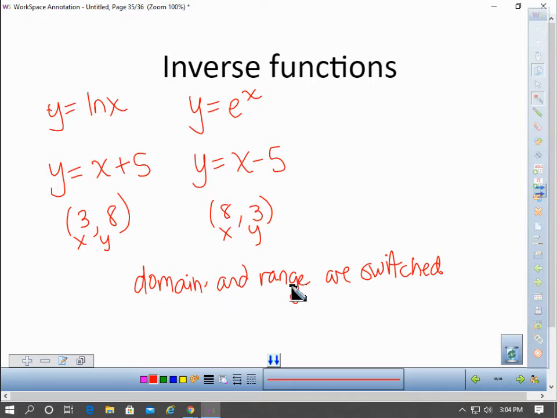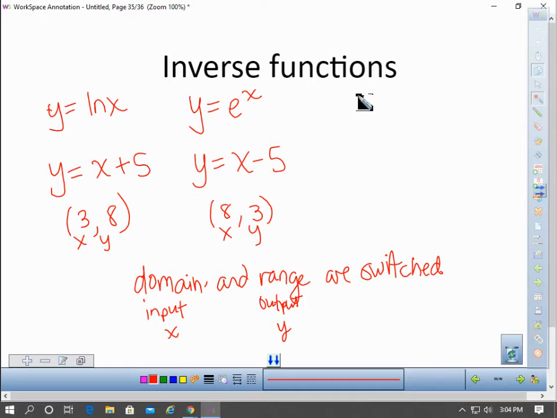So your domain and your range, remember domain is your input, which in this case is our x's. Your range is your output, which in this case is our y values. So our x's and y's are switched when you have inverse functions. So your ordered pairs are reversed. Now, the functions will undo each other.